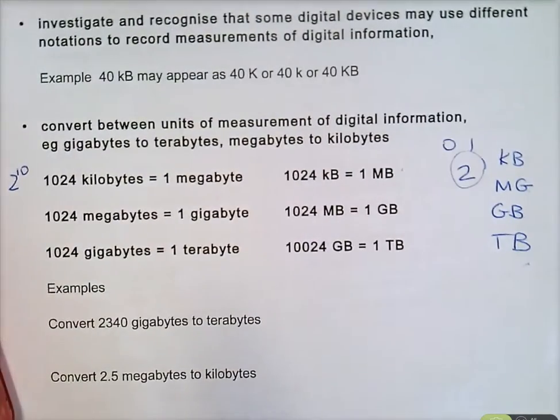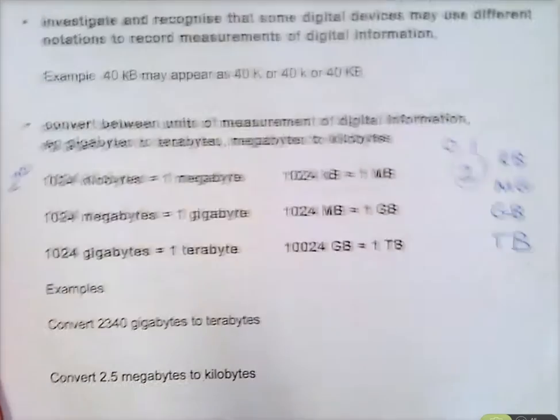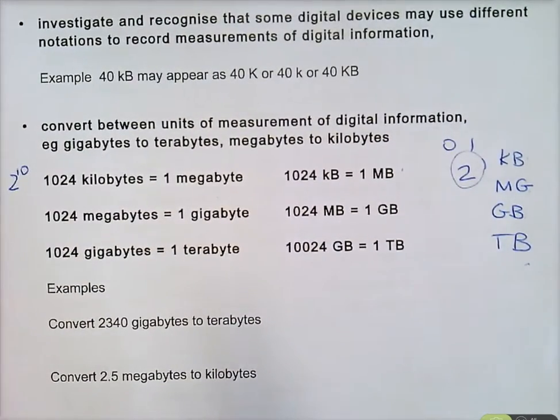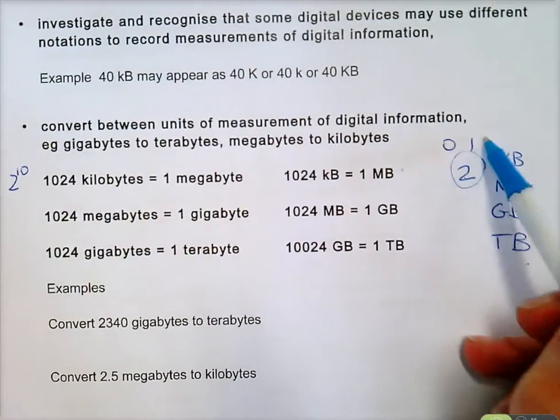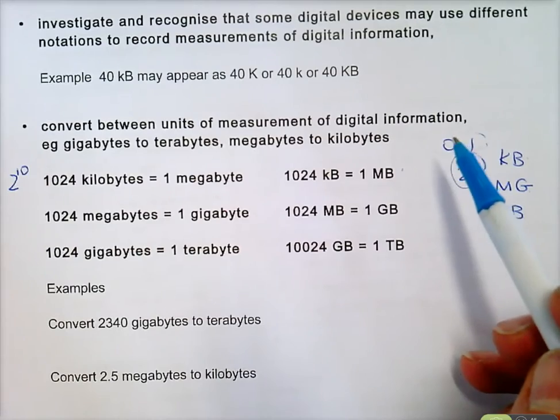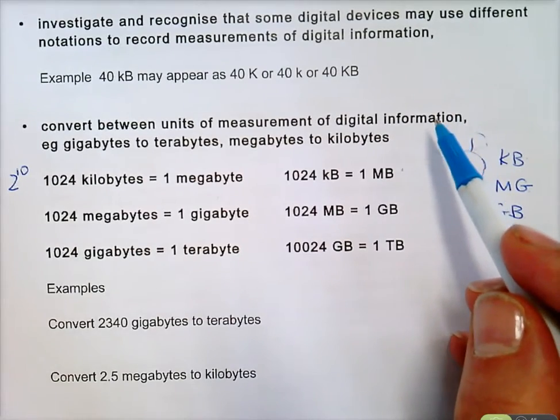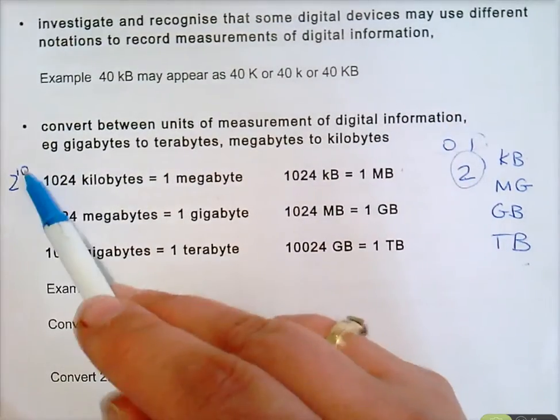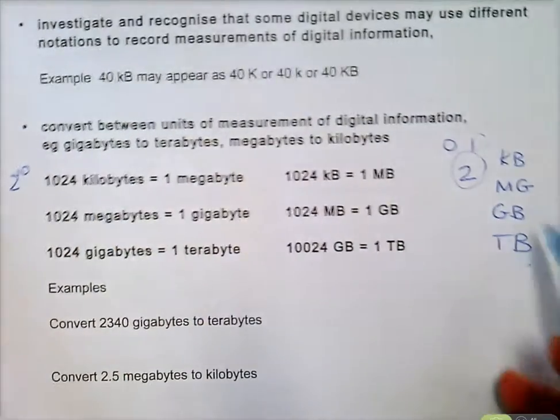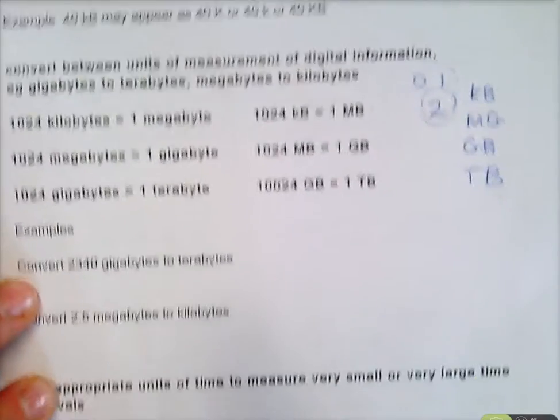It's not exactly 1,000. Why is it not exactly 1,000? Because computing works on base 2. Why? Because everything in computing, programming, whatever, you've either got on or off, 0 or 1. So 2 to the power of 10 gives you this 1,024. Okay? So here's an example.